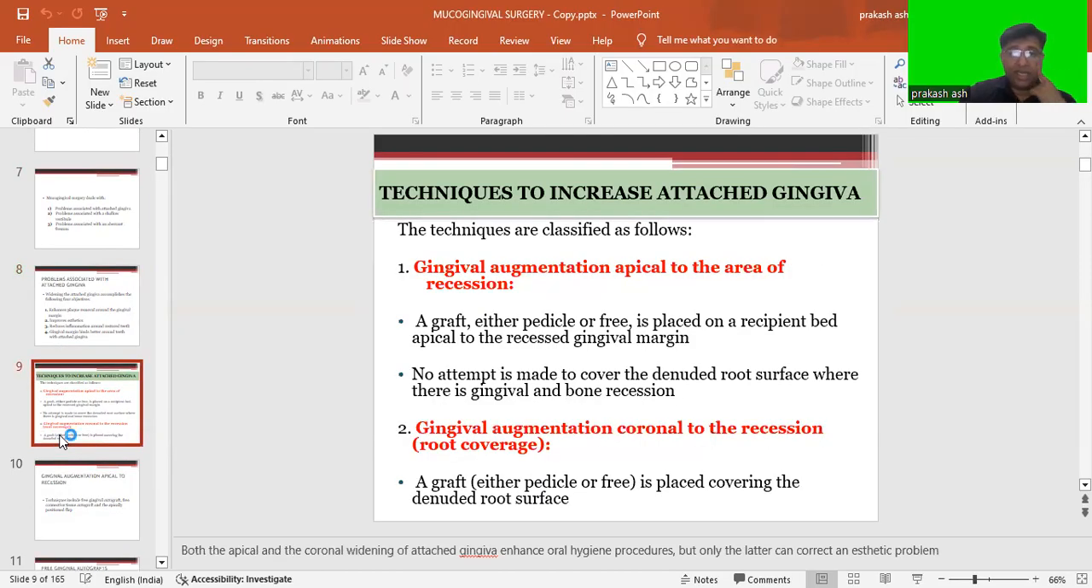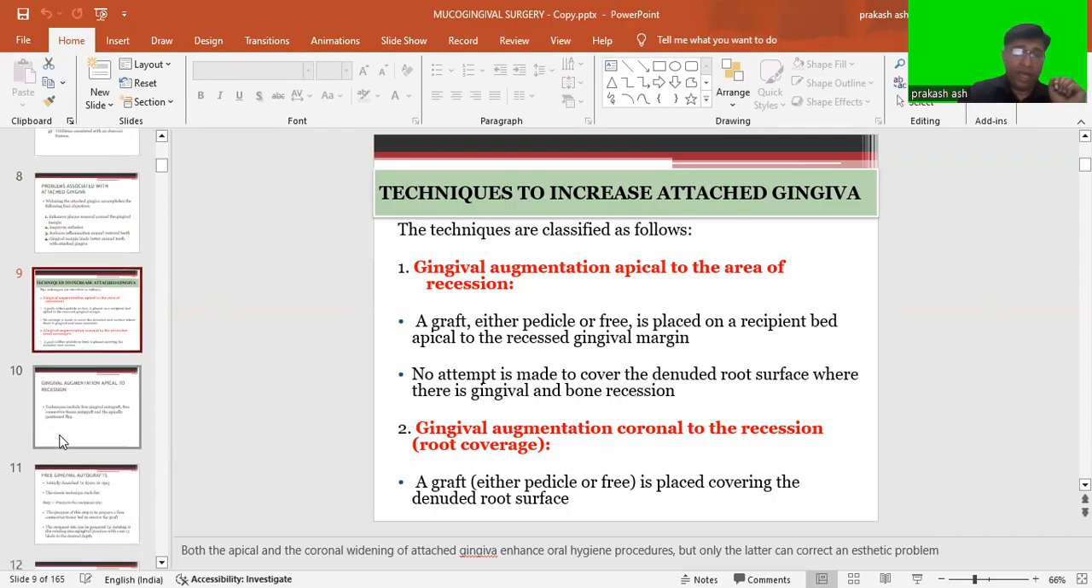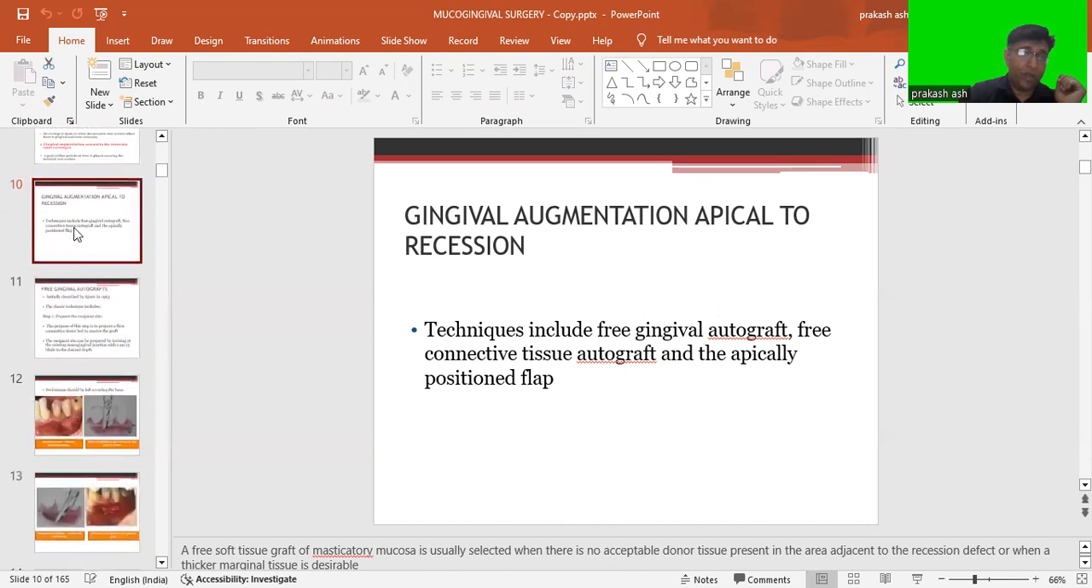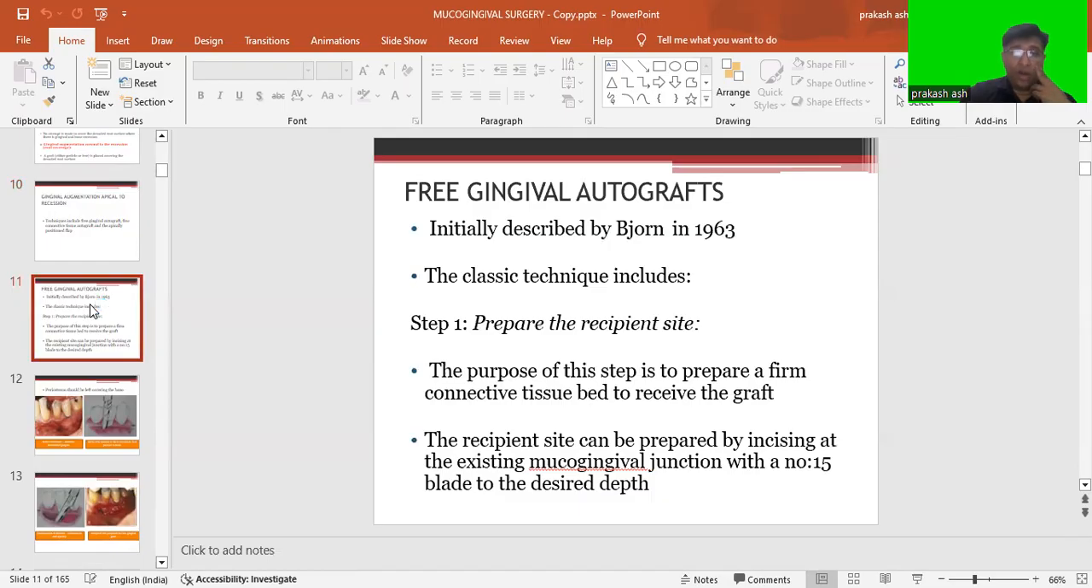Now, techniques to increase the attached gingiva. These are the techniques, that is gingival augmentation apical to the area of recession and gingival augmentation coronal to the area of recession. Now, coming to gingival augmentation apical to recession, these techniques include free gingival autografts, free connective tissue autografts, and apically positioned flap. And you must know what free gingival autografts are. It was initially described by Bjorn in 1963.